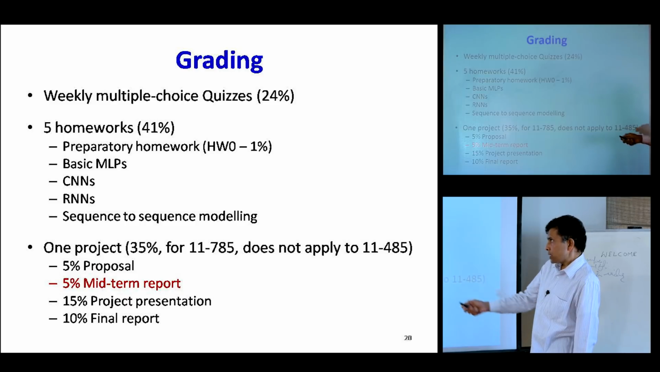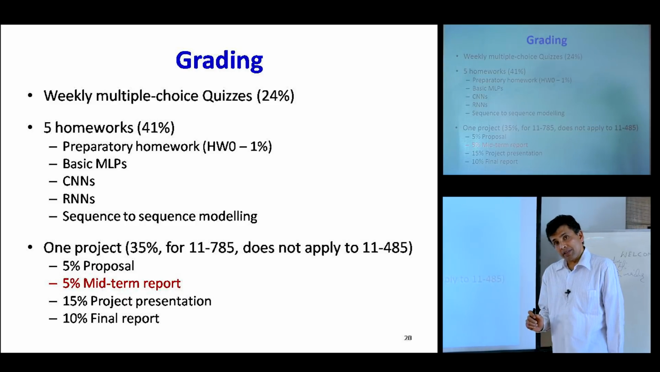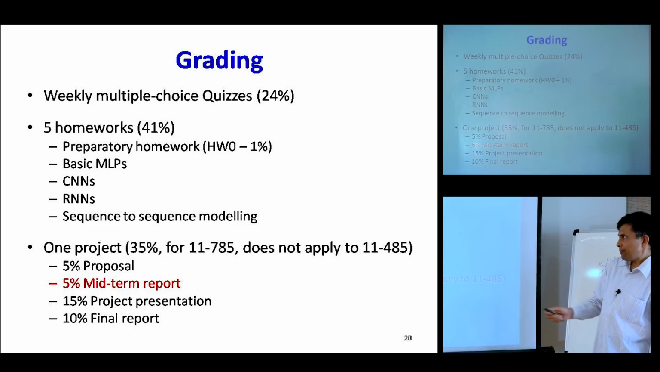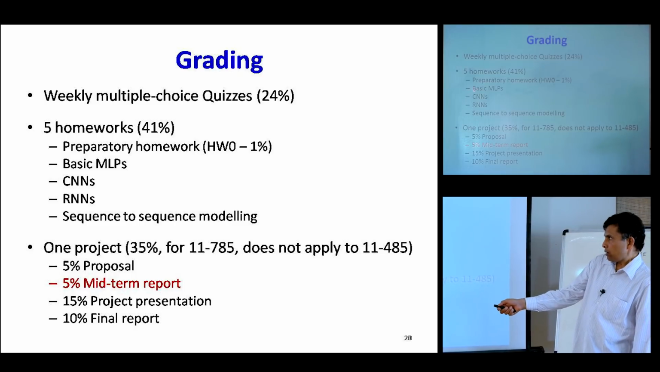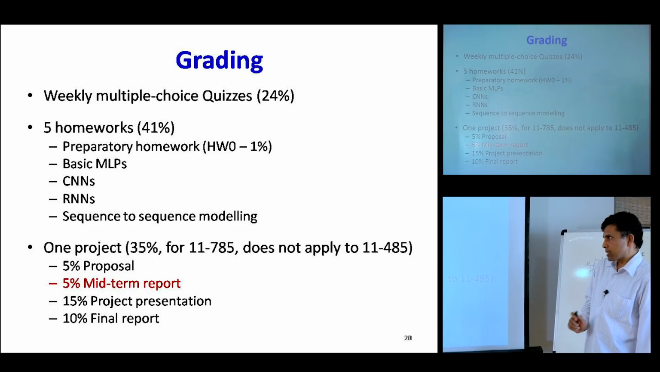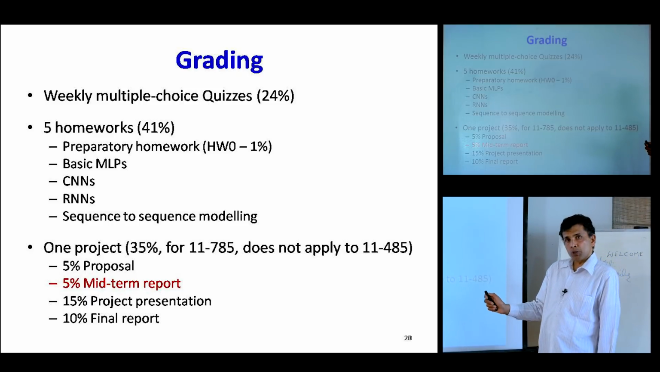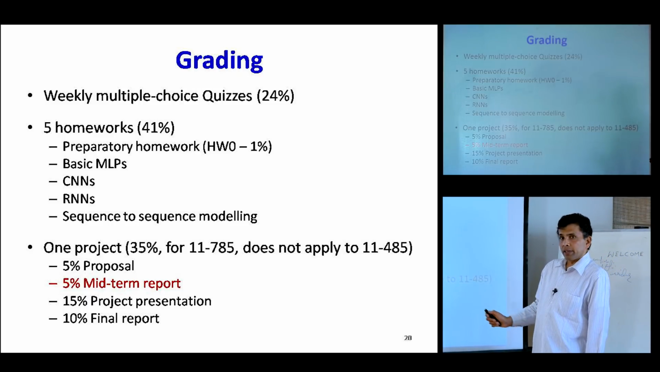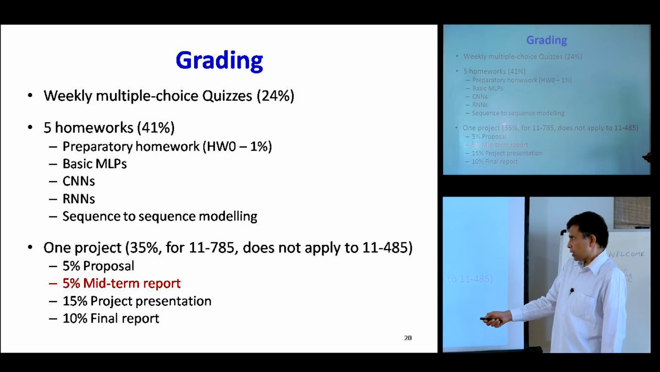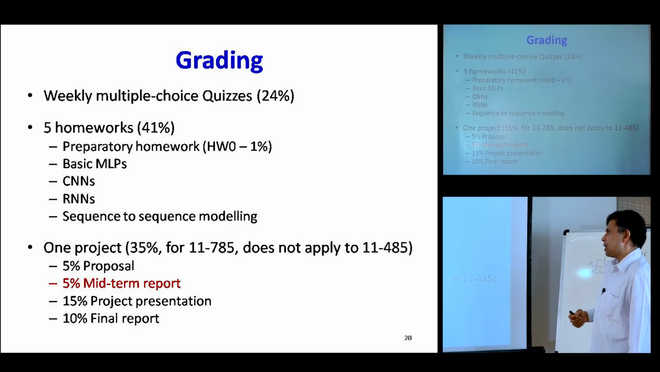We have 5 homeworks. The first one is a preparatory homework, which is worth 1% of your marks, that has already been released, and you have worked on it. The remaining 4: the first one is on basic multilayer perceptrons. There's a homework on convolutional neural networks, 1 on recurrent networks, and 1 on sequence-to-sequence modeling.